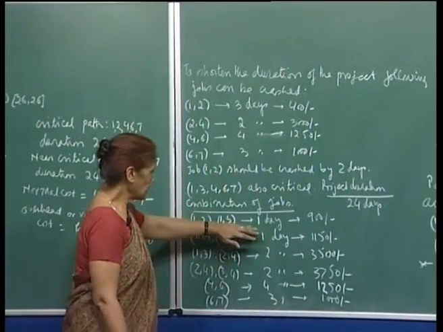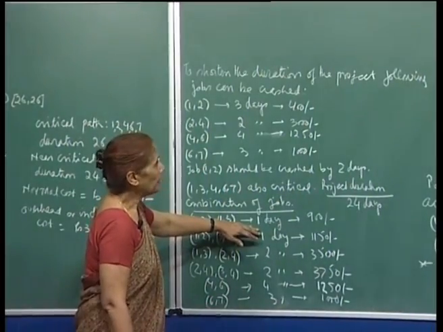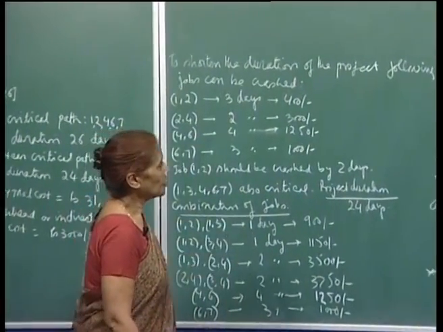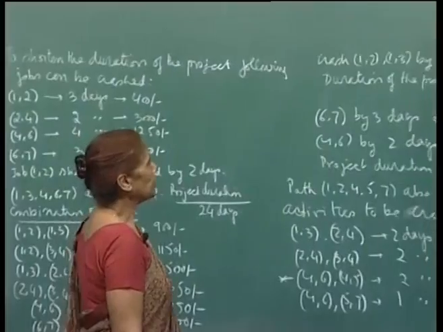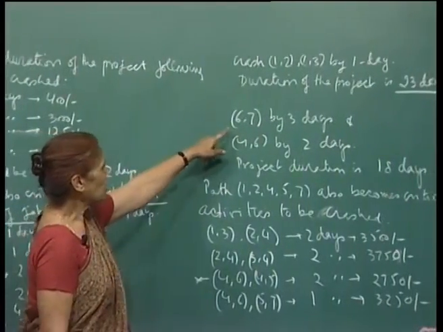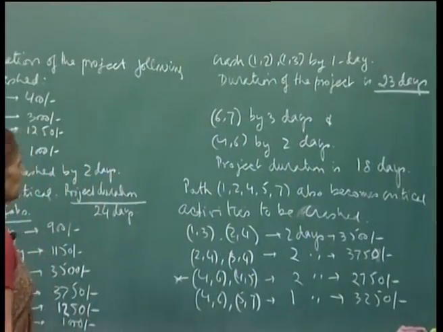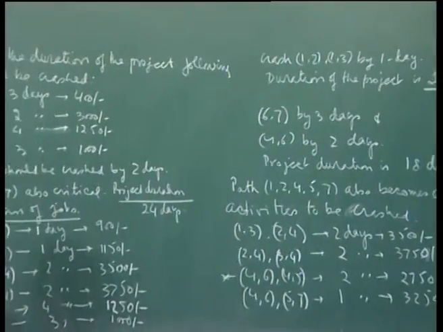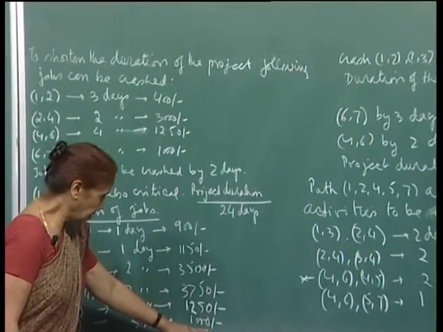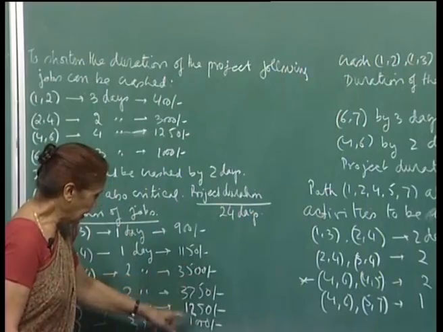So, therefore, we will decide to crash by 1 day, and in that case the project duration will come down to 23 days, right. And then you can crash 6, 7 by 3 days, because 6, 7 is the next 1000 rupees rate of crashing, others are all higher than 1000.